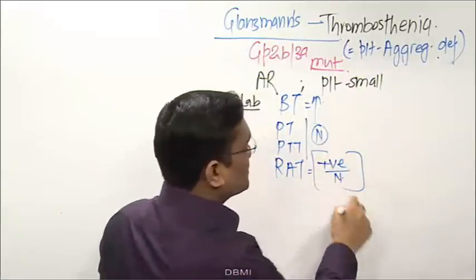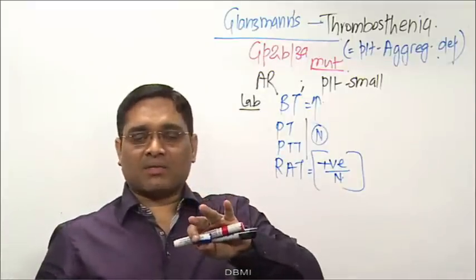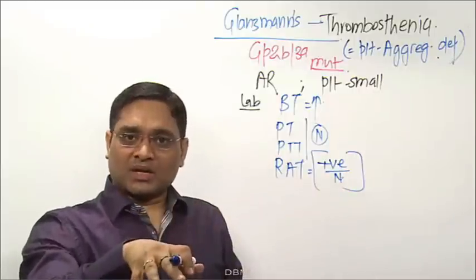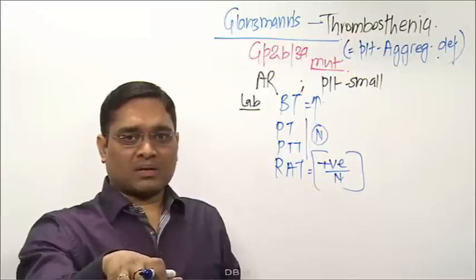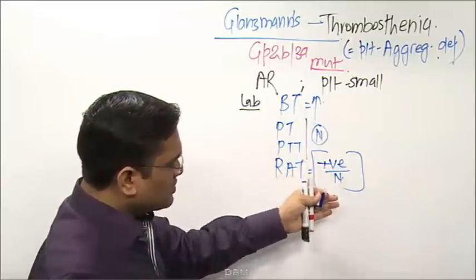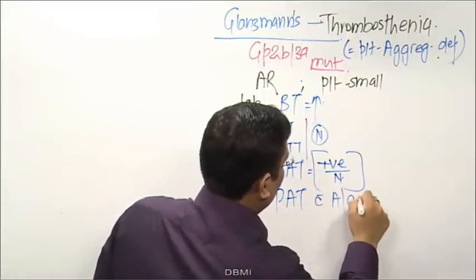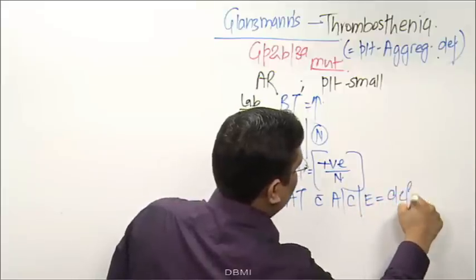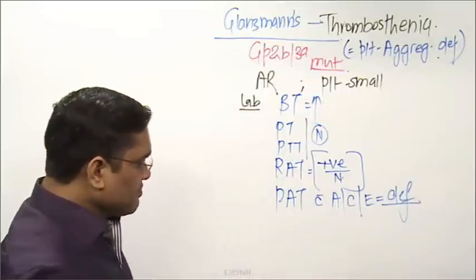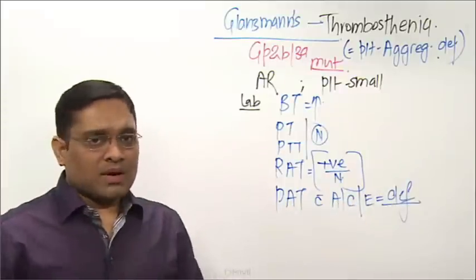So never think that positive means abnormal. That is why I described it. It is not like other tests where positive means abnormal. Here it is reverse. Positive means both GP1B and von Willebrand factor are present, and it is a normal case. So ristocetin adhesion test normal means positive, whereas platelet aggregation test with ADP, collagen and epinephrine will be defective. So this is the point we have to remember.